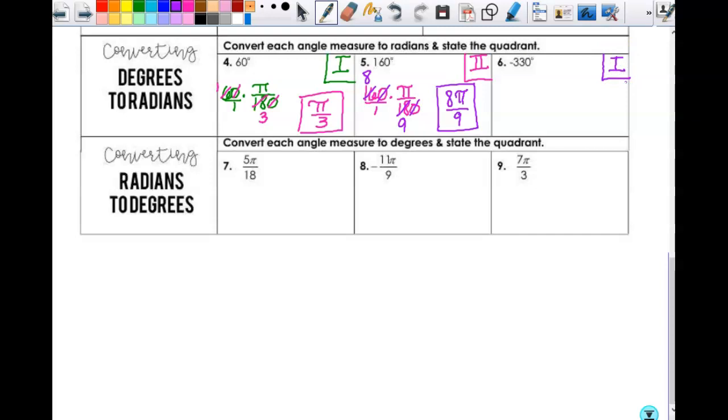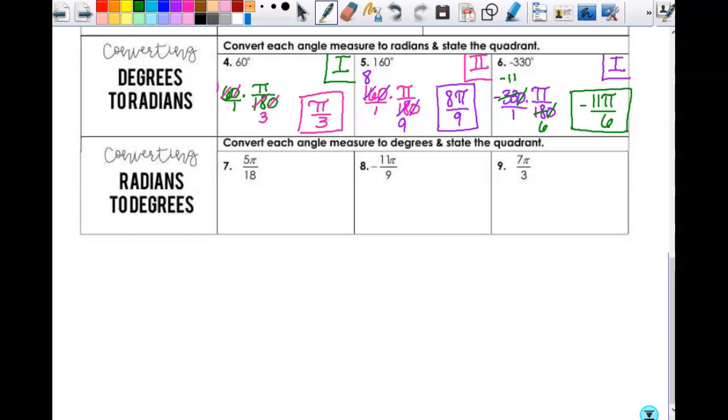Okay. So then I'm going to take this negative 330, and you want to make sure you don't lose your negative sign, times pi over 180. Zeros cancel out. I can divide both of these by 3, so this will give me negative 11 over 6. This is negative 11 pi over 6. Easy enough?